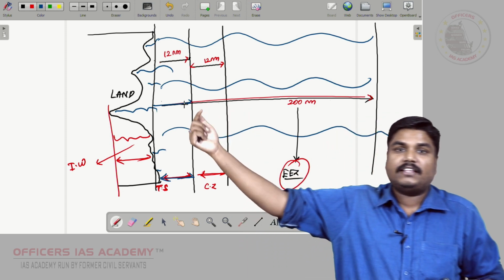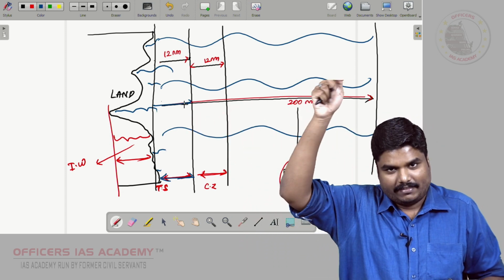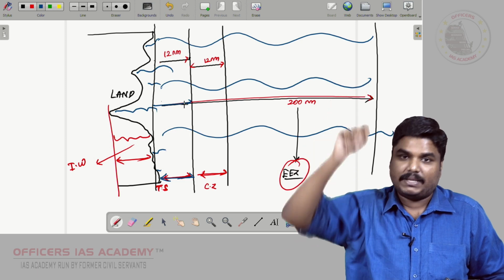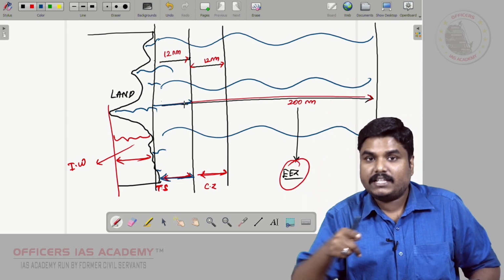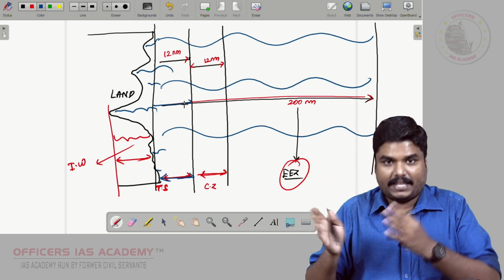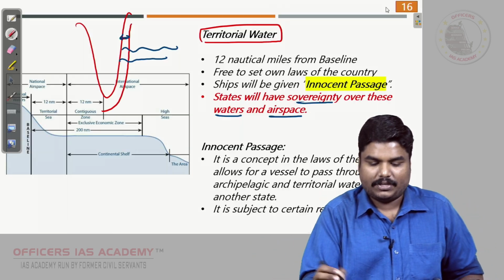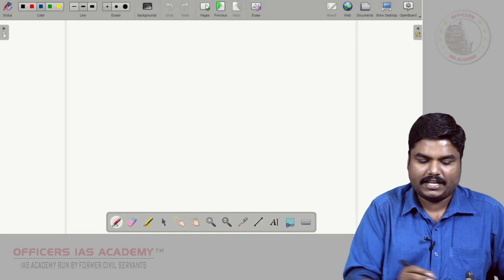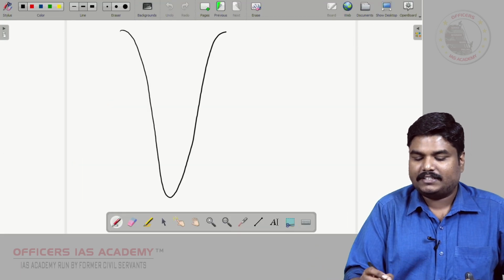Right? We can restrict the movement of aircraft in that region. We have sovereignty in airspace also. We can restrict the movement of commercial vessels or other countries' ships in that area. I hope you are able to visualize what I am trying to say. So, this is India.